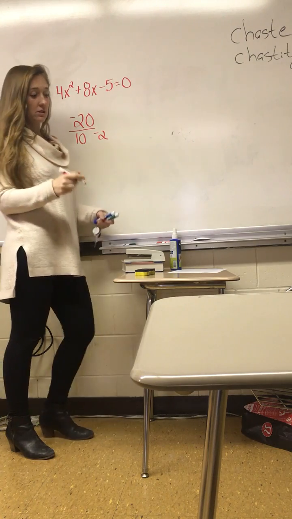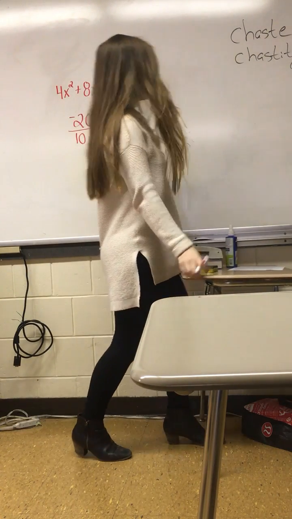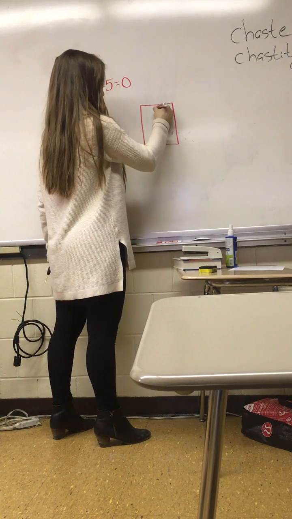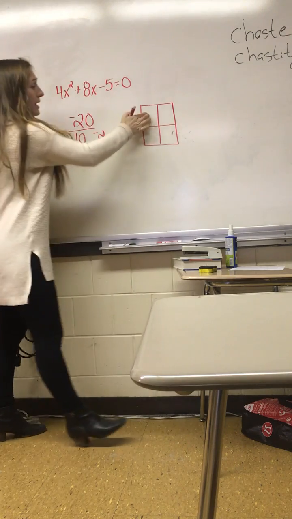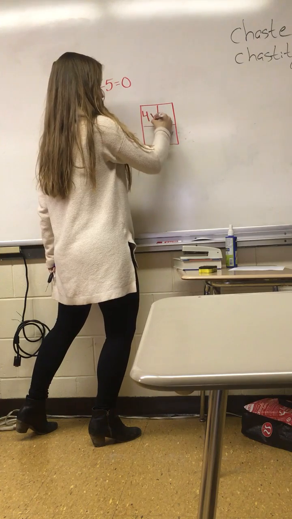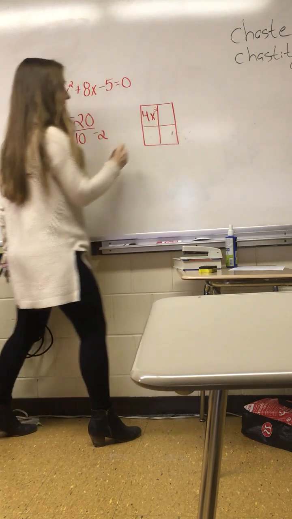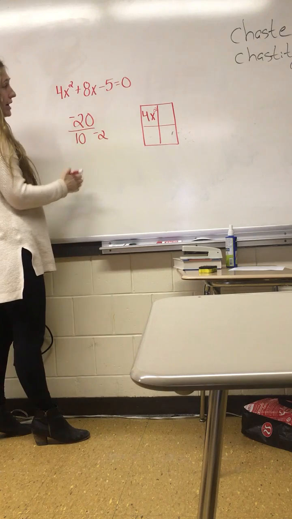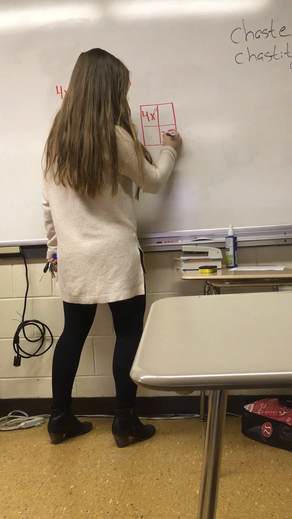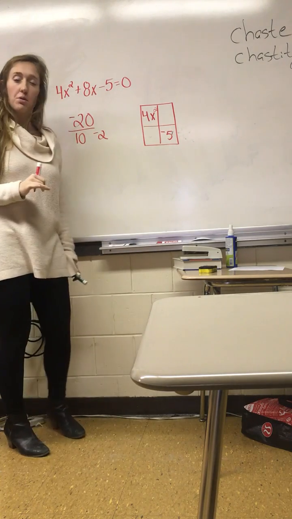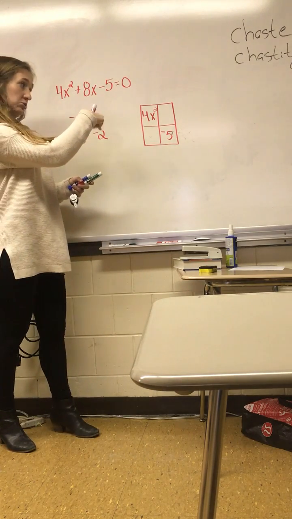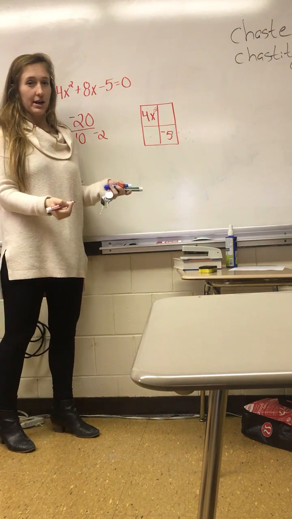So once we have those numbers, we have to create our box. In the upper left, you put this entire term for x squared. In the lower right, you put your constant term, which is negative 5. And then in the two remaining boxes, you have to put your magic numbers. It doesn't matter which one goes where, but you do have to remember to put in x.